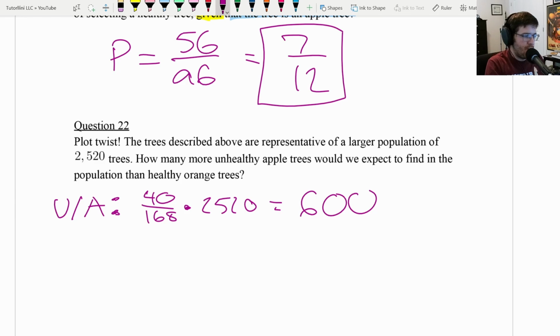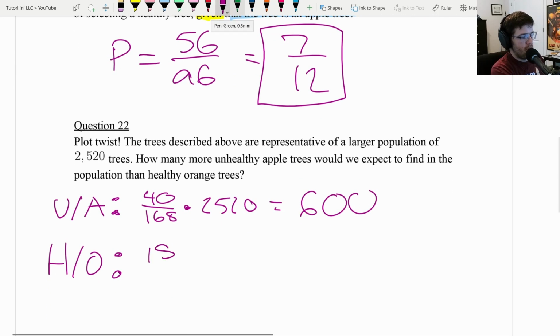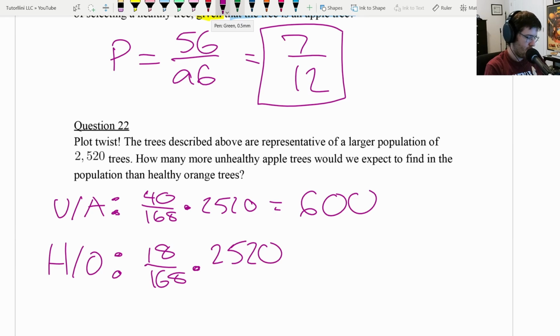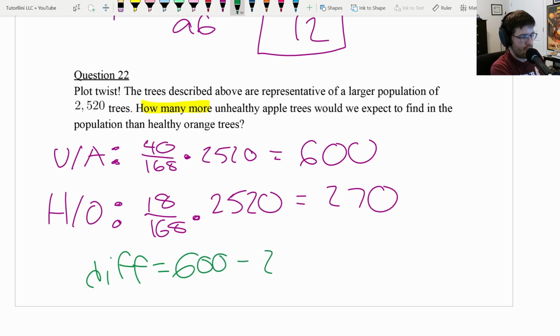Now we're going to do the healthy orange trees. So let's do that. So healthy orange, I'll do that in green. That's 18. There's 18 of those out of a total of 168 in the sample. So I'm going to do 18 over 168 times 2,520. And I am getting 270. So to find how many more, that's a keyword that tells us we're going to subtract them. So the positive difference is 600 minus 270, which gives us 330 more of that type of tree.